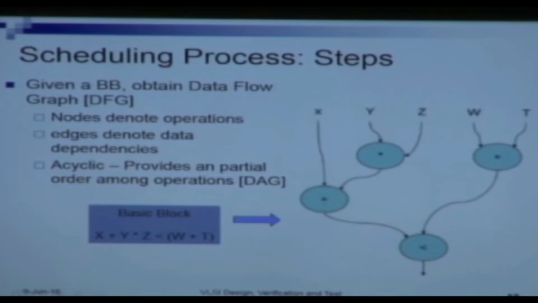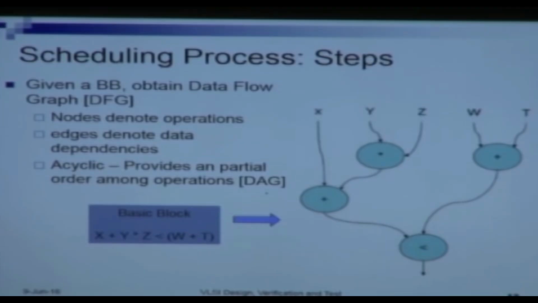Now, how do we do that? We said that within a basic block, we have code which is sequential and straight line. So first we obtain a data flow graph for it. The edges in this data flow graph denote data dependencies, and the data flow graph is acyclic. And why is it acyclic? Because there are no loops inside it, only straight line control flow occurs, there are no conditions in it. So the data flow graph is a DAG, and hence it provides a partial order among its operations.